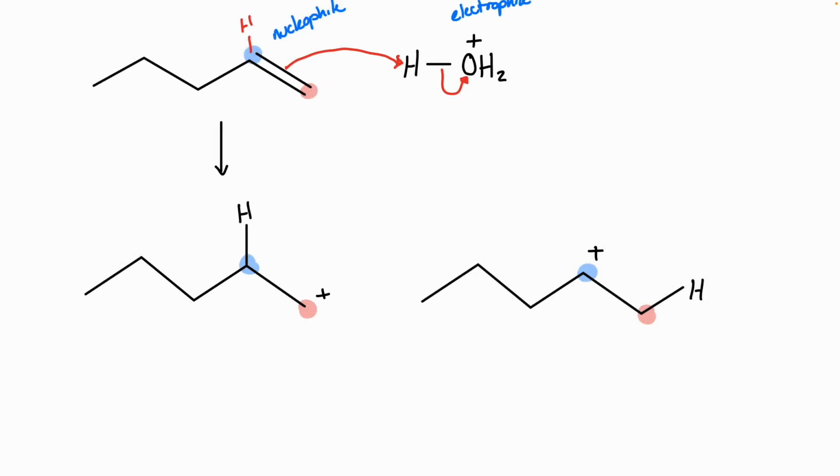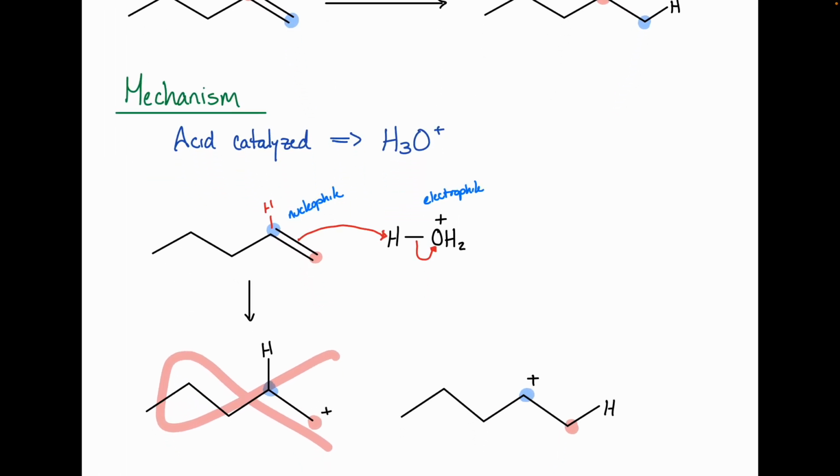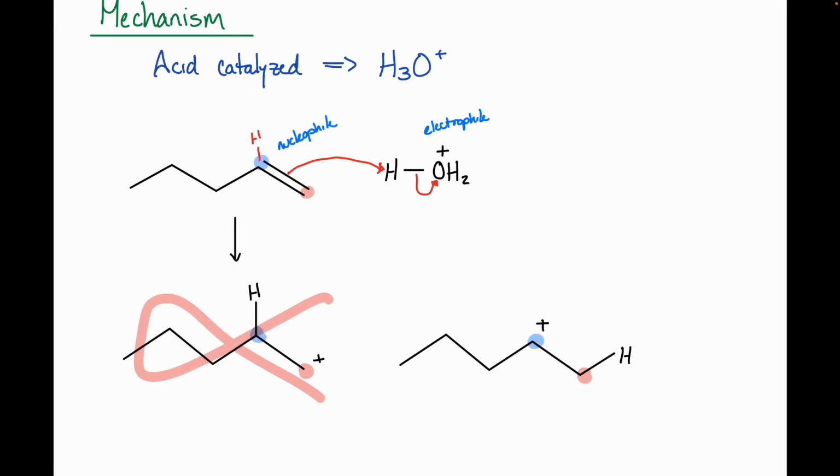Okay, only one of these two intermediates is actually going to form. Which one? The one on the left or the one on the right? Yep, the one on the right. This guy right here is bad because we don't like primary carbocations. So we said that this reaction was a Markovnikov reaction. That is because of this mechanism right here, because of our carbocation mechanism.